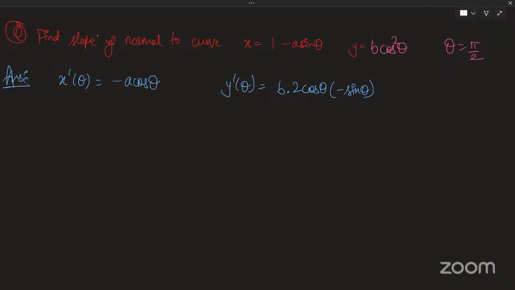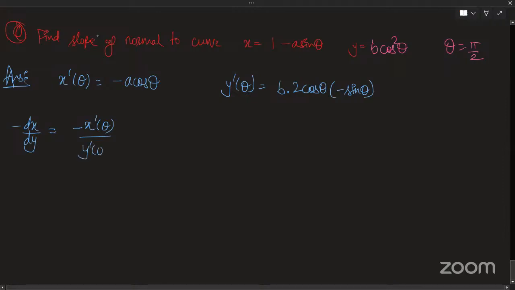Fine. So it is asking me the slope of normal to the curve. Slope of normal is minus dx by dy. So minus dx by dy can be written as minus x dash theta divided by y dash theta. Is this correct? Yes, sir. I've just inverted it and taken a negative sign.